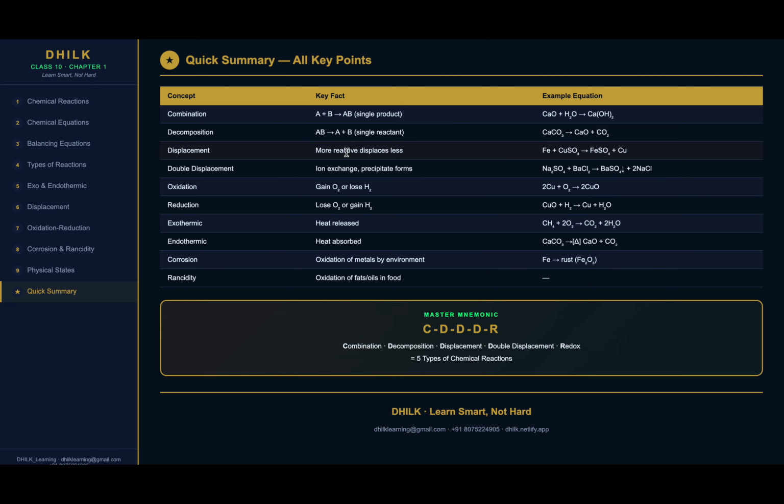One important point that we have to notice is the reactivity series. In the reactivity series, the metals with high reactivity will replace the metals with low reactivity. The metals on the left side will displace the metals on the right side.